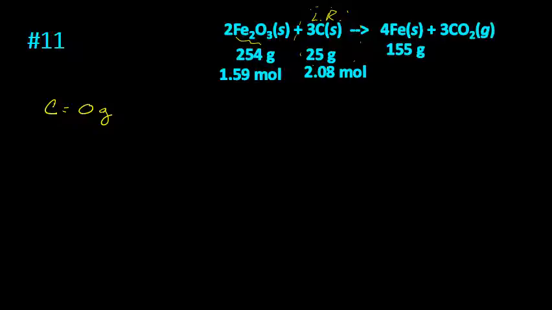Here's the one that's causing us problems. How much of the iron 3 oxide is left over at the end of the reaction? Well, the easy way to do it is you take your limiting reactant. So there we have 2.08 moles of carbon. And how much iron 3 oxide was used up when we used up all of the carbon?